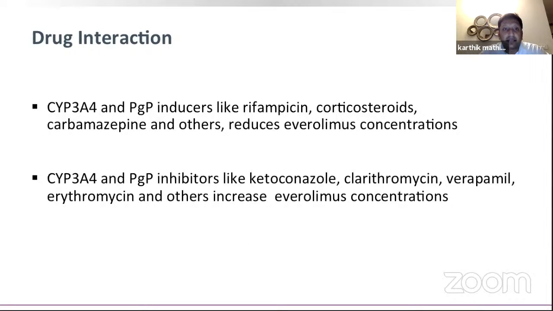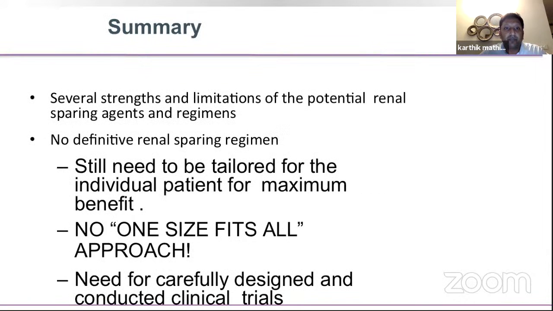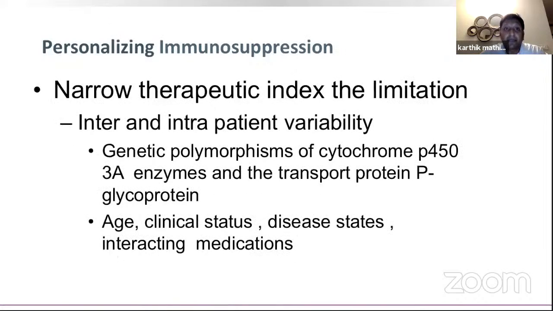And drug interactions. So to summarize this, several strengths and limitations of the potential renal sparing agents and regimens. There's no definitive renal sparing regimen. It still needs to be tailored for the individual patient for maximum benefit. There's a saying, no one size fits all approach. The need for carefully designed and conducted trials is still there.